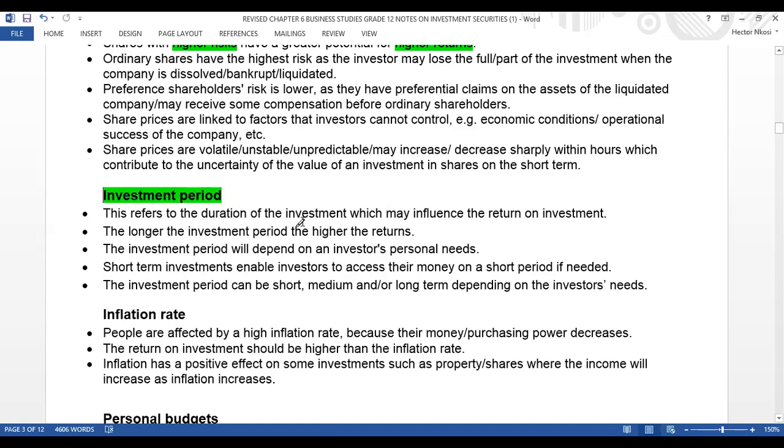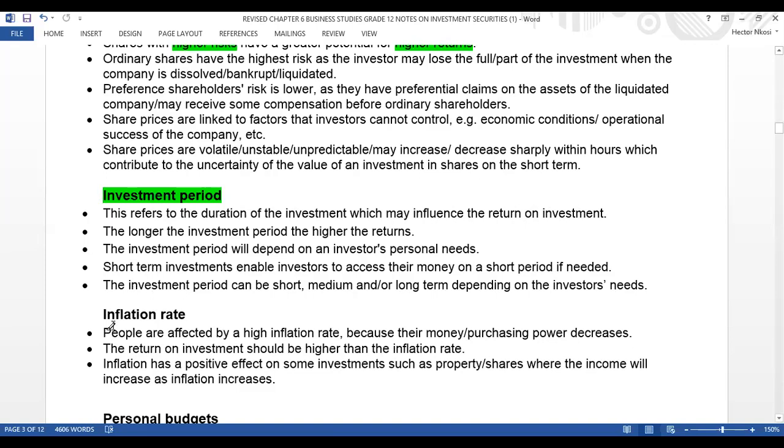The investment period will depend on an investor's personal needs. Hope you're following. This is easy and straightforward. Short-term investment enables investors to access their money in a short period if needed. The investment period can be short, medium, or long, depending on investors' needs. Very important also, grade 12s. Remember that the investment that you do can be a long-term investment or a short-term investment.